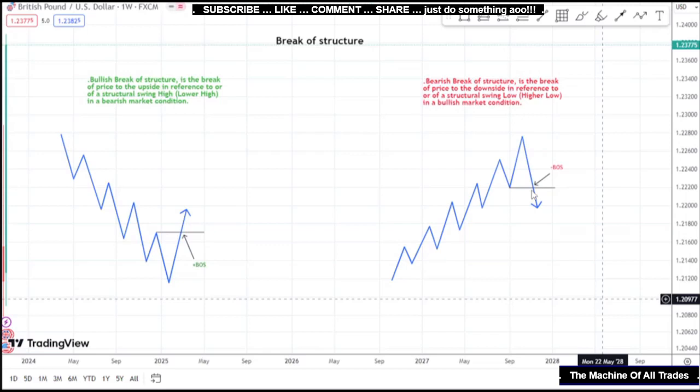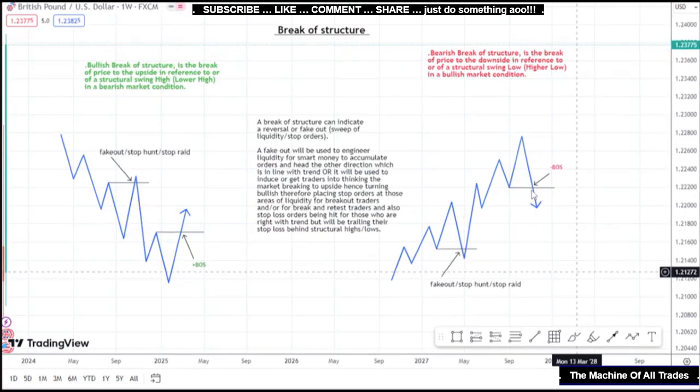FU run, or FU raid. FU stands for, well, let me give you an example. This is an FU run because there will be some traders who think the market is breaking and retesting to go to the upside, or just breaking to continue to the upside. So it gives a middle finger to the traders that think they know the direction, and then goes the other direction. That's why we call it an FU raid.